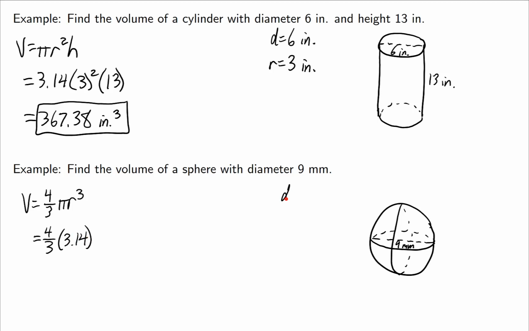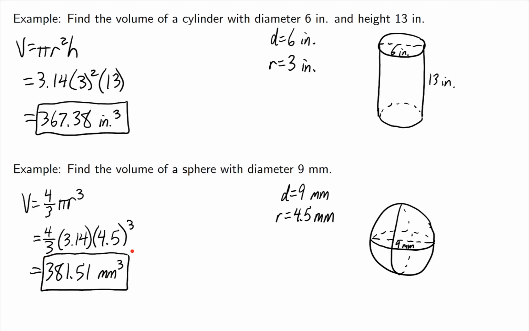I'm given a diameter of 9 millimeters. So the radius is half of that, which is 4.5 millimeters. So then I'll put in 4.5 cubed into the formula. I get 381.51 millimeters cubed. A cubic millimeter is extremely small. It's about the size of a grain of sand. So you can imagine that there's enough to fill in there.